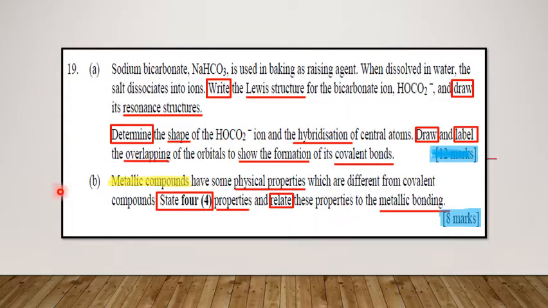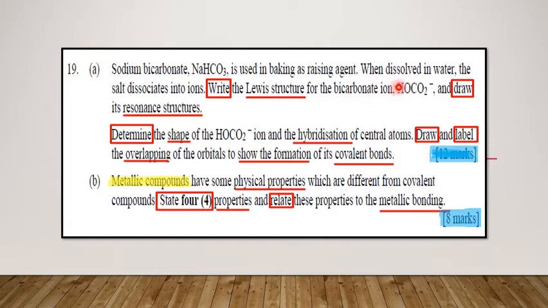Okay, this is question 19, chapter 4. So before I start the video, I already boxed the words and underlined the keywords. Okay, so the first one, sodium bicarbonate, actually, it's just information, no point. And then the second, also information. But here, into ion, actually second point gives you the key already, ion. So write the Lewis structure for the bicarbonate ion.